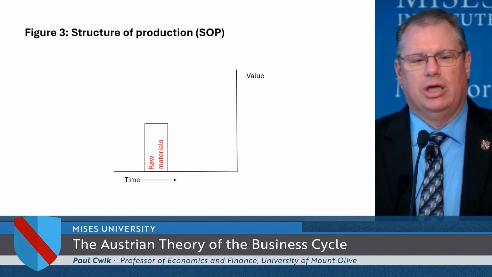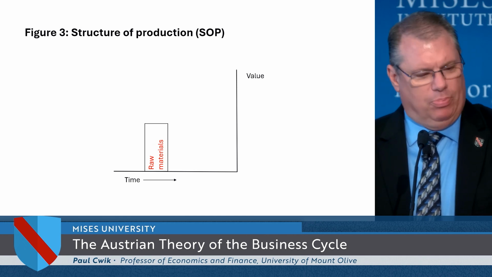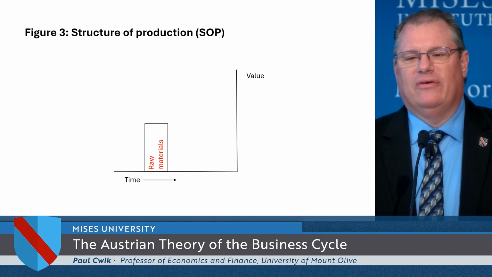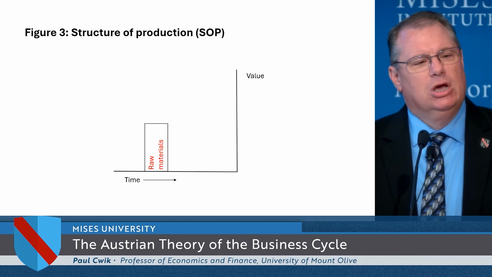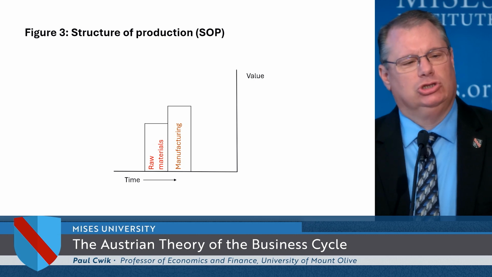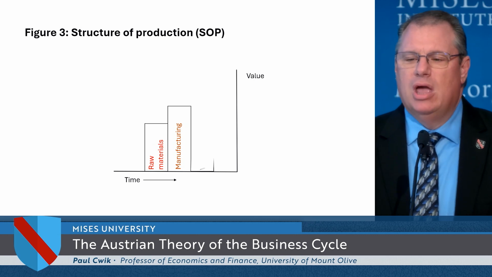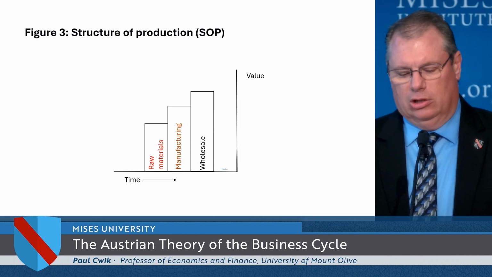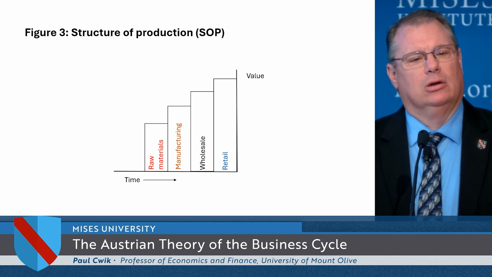So suppose we're looking at a table or this podium here, this wood thing. So what do we have to do? We have to get the raw materials. We have to cut down the tree in the forest. We take it to the sawmill and we turn it into a table or into a podium. And then it goes to a wholesaler and then it goes to a retailer.